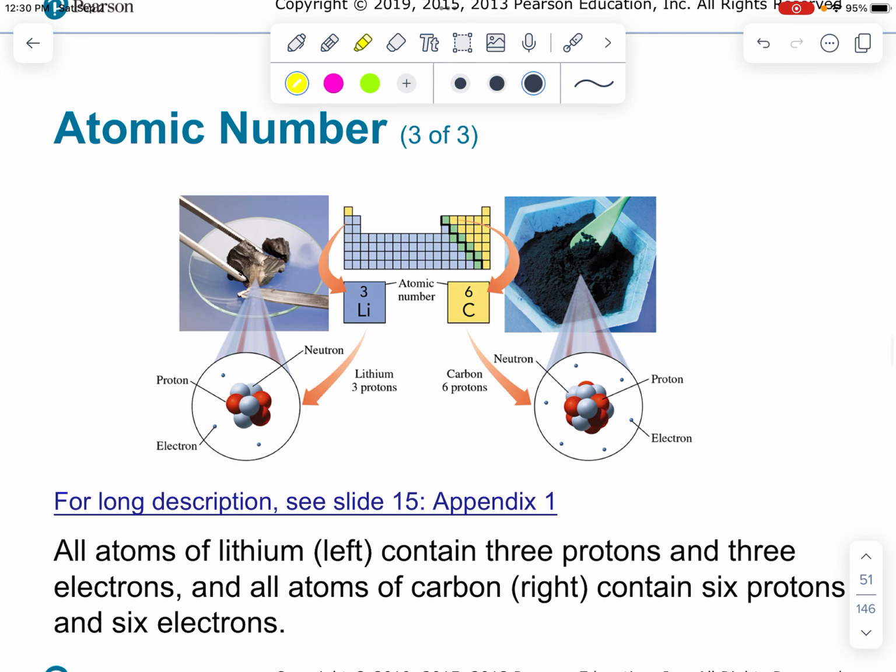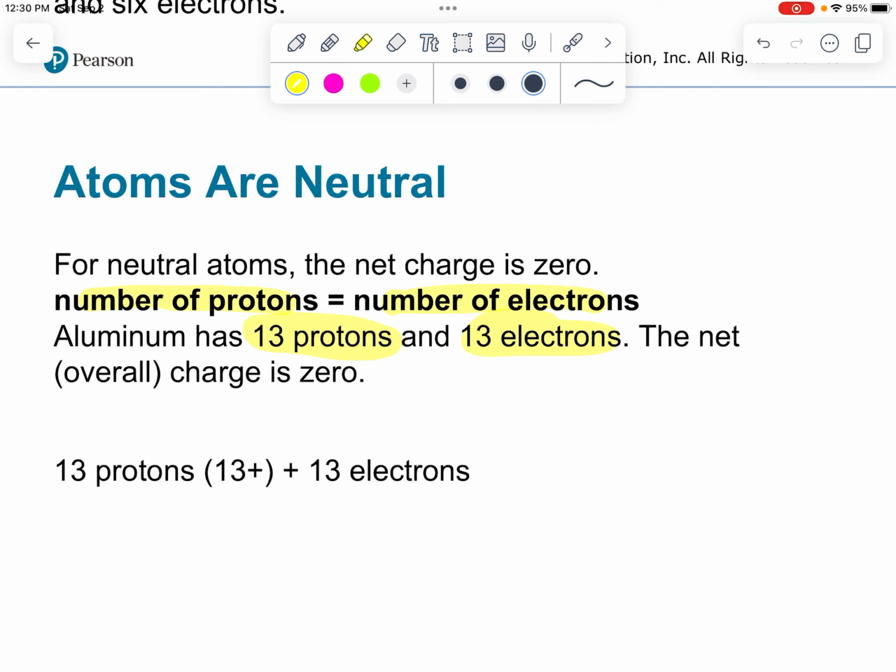Atoms are neutral. So unless specified as an ion, they are neutral. And the only way that can happen is if the number of protons is equal to the number of electrons. So aluminum has 13 protons, and in order to have a net charge of 0, it has to have 13 electrons. So all aluminum atoms have 13 protons and 13 electrons.